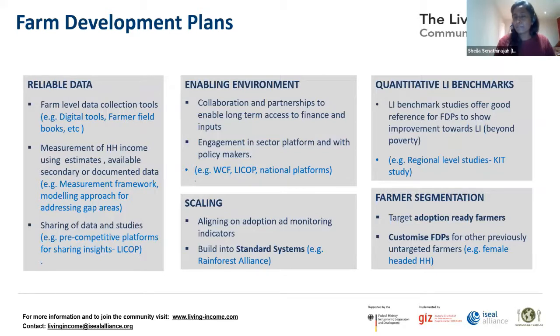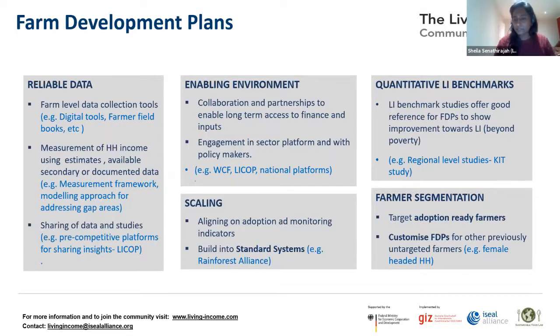Quantitative living income benchmarks. Again, as I mentioned, having references of where we think farmers should be earning, at the very least, not the target, but just that would be very good to at least push us to think about how much more we need to do to get there.